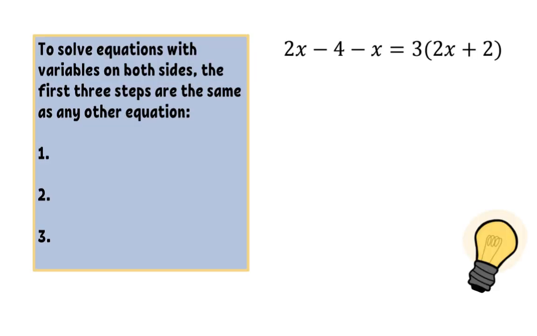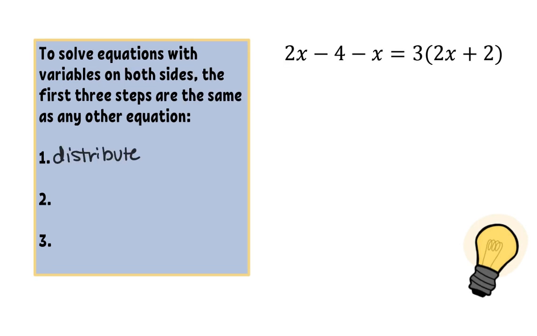So now it's time to actually begin the solving process for an equation that has variables on both sides of the equal sign. But to start this out, we're actually going to use a lot of the same steps that we use for any other equation. Looking at this equation, I can see that I have a distributive property. So that's going to be the first thing that I do to solve this equation, is I'm going to distribute that 3 to both terms inside of the parentheses.